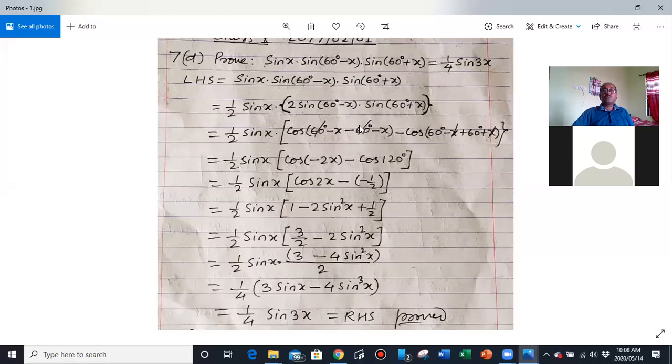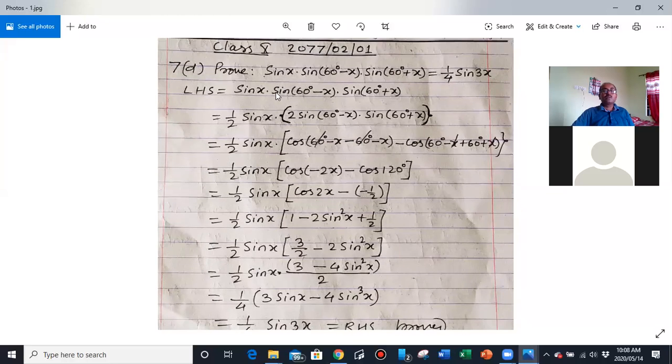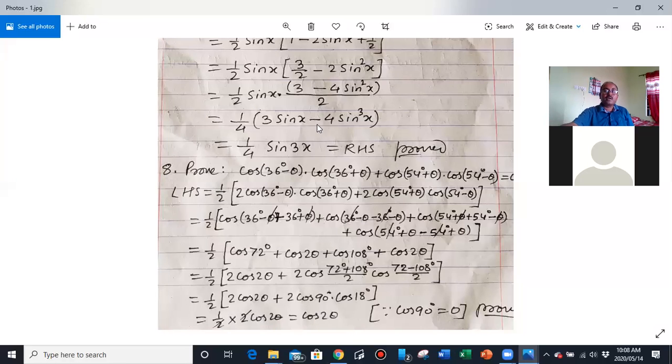So I think some of you have joined late. This is the solution of 7D. I cannot repeat now because the time will pass. So we have a 40-minute limit. So this class will end just before 10:40.